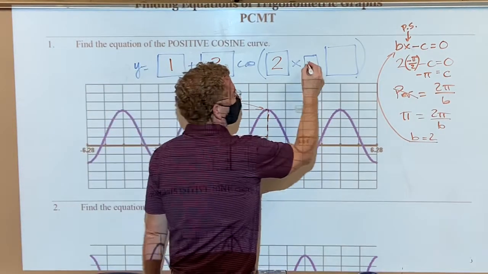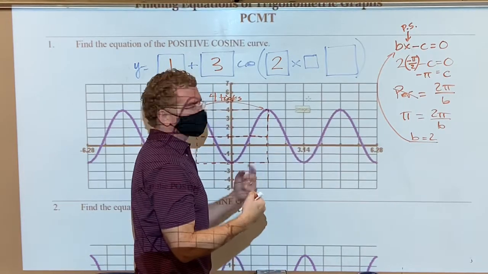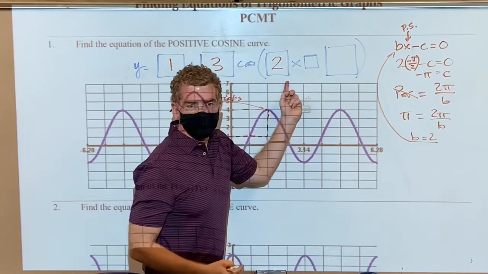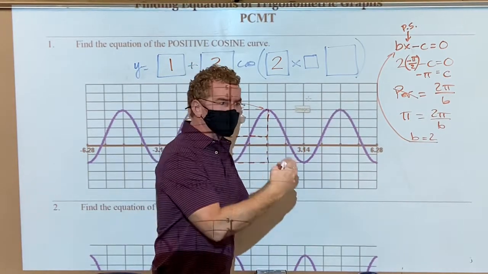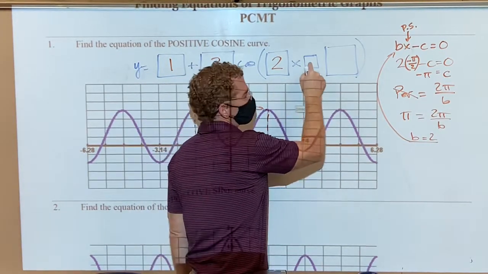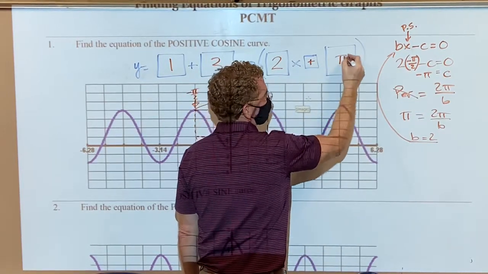Now what you've got to remember is this. You don't put minus right here and pi. Because remember the formula is bx what? Minus c. So if the formula is bx minus c, you're going to go minus the negative pi, and it ends up being plus pi.